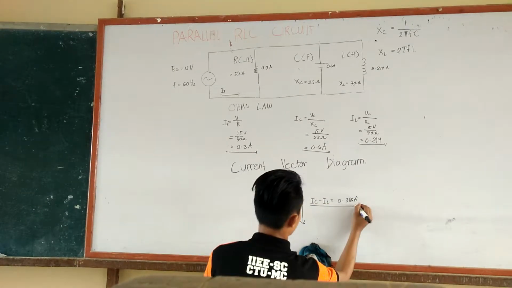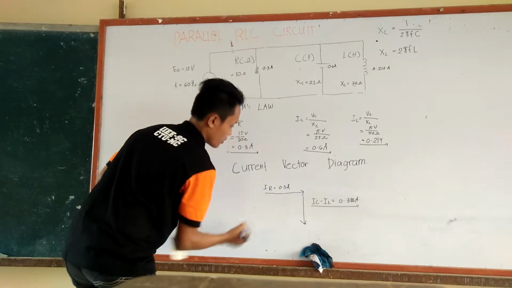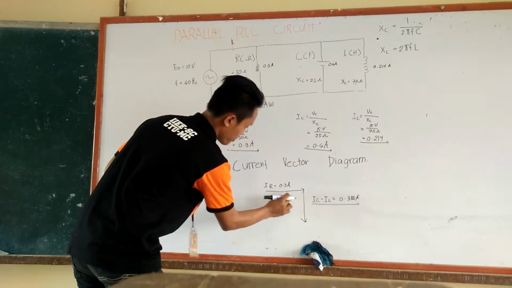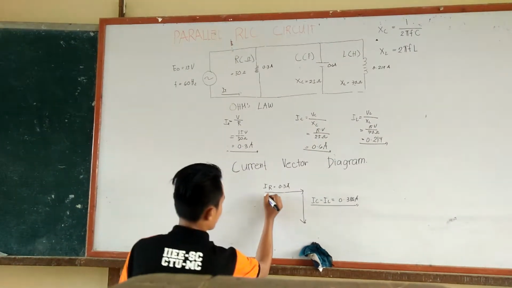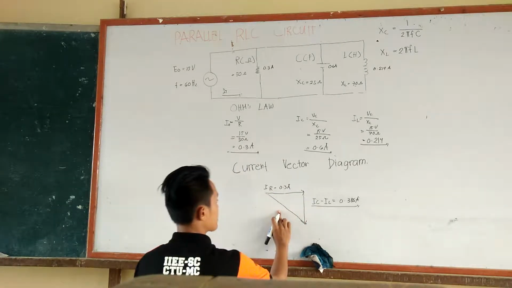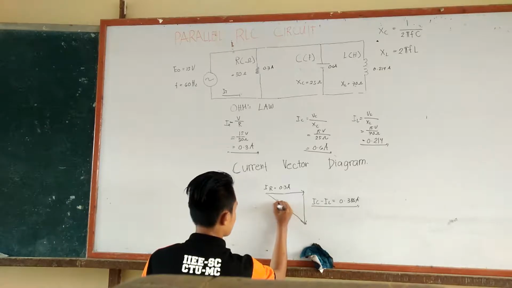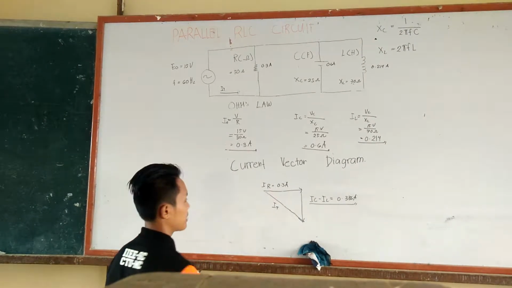0.386 amperes. Now we will extend. We're forming the right angle here, so we can put the hypotenuse here. This hypotenuse represents the total current, so put IT. Now we can solve the total current by using the Pythagorean theorem.